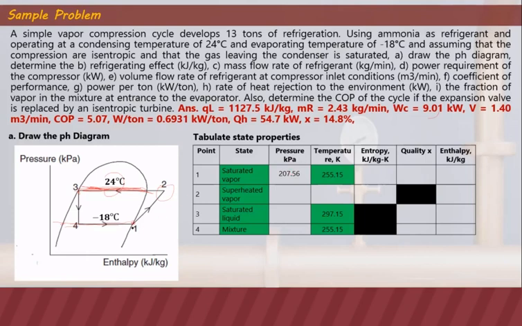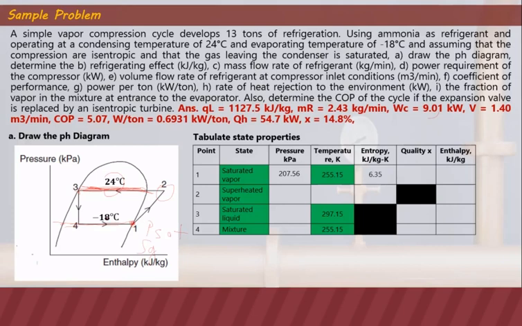So the temperature here at point 1 is T sat, at 255.15 Kelvin. That's why we have 207.56. Also, for the entropy, it is the entropy S g at point 1. That's why we have 6.35 kilojoules per kilogram Kelvin.